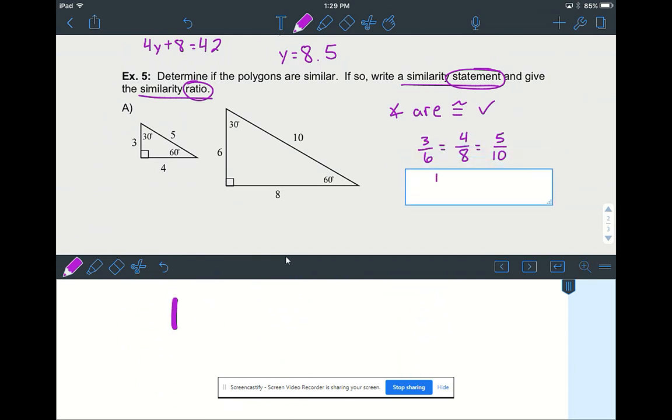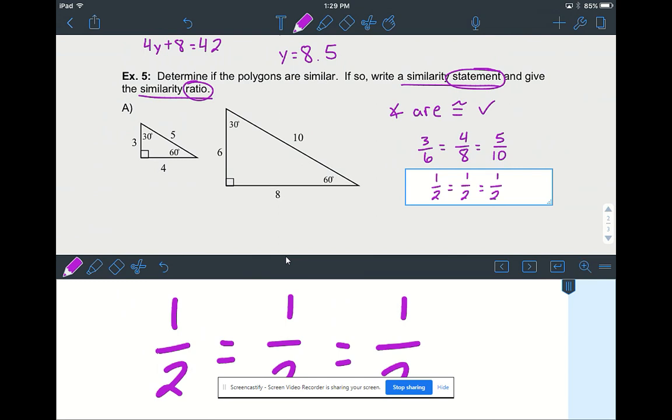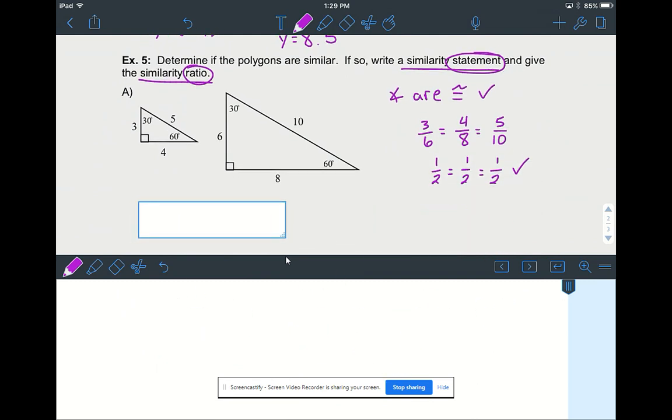So 3 to 6 reduces to 1/2. 4 to 8 reduces to 1/2. 5 to 10 reduces to 1/2. Check. So therefore, all of these sides are proportional. They all reduce to a 1/2 ratio. We've done our work. Now we can answer the question. We've determined that the polygons are similar.